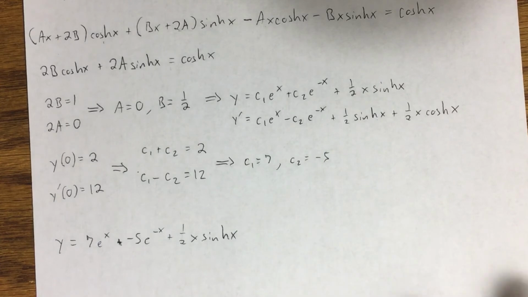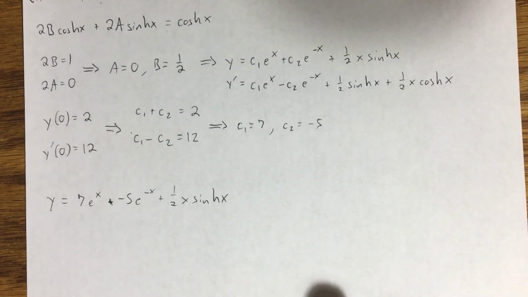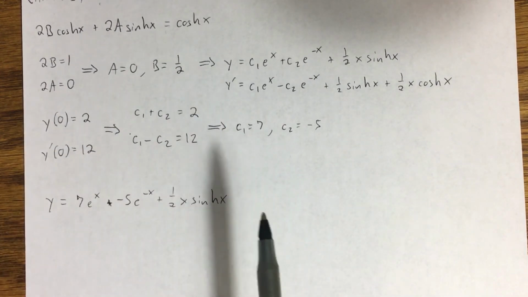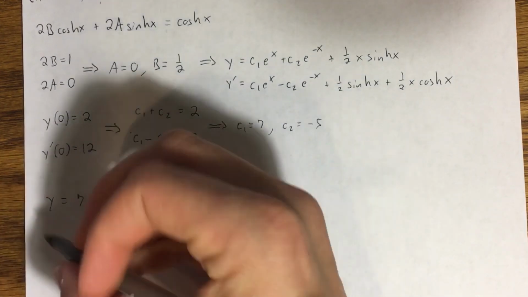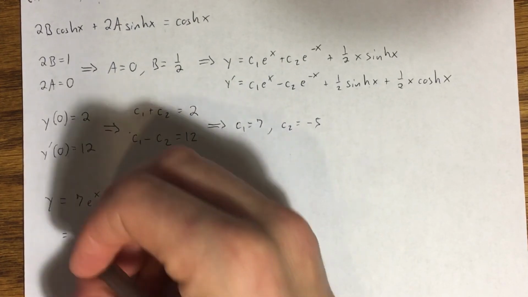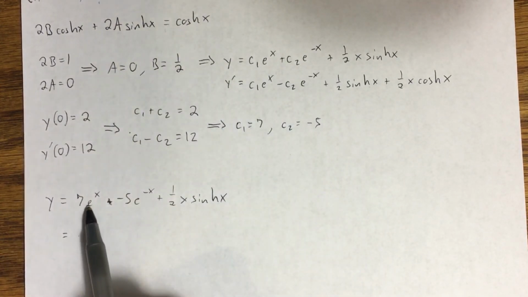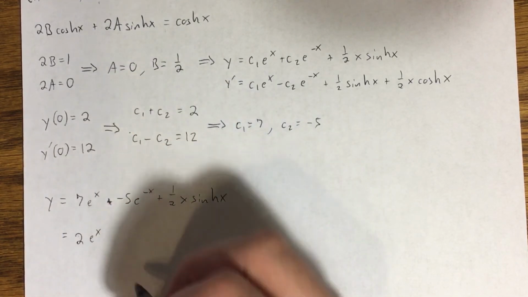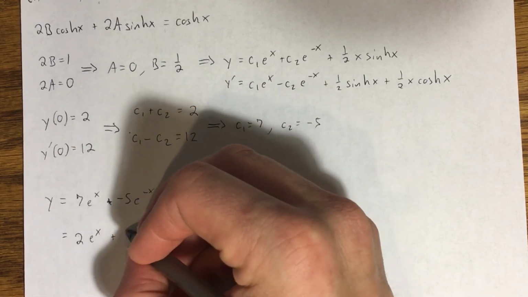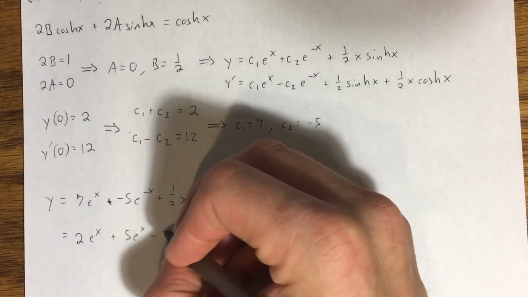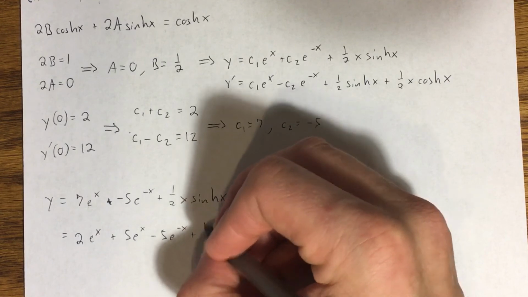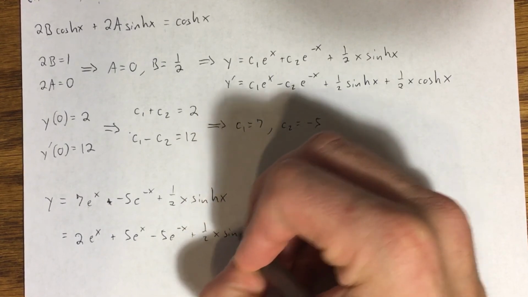Now, you can leave it that way. That's fine. That's a totally valid solution. But since we're already using hyperbolic functions, and I'm seeing e to the x's and e to the negative x's floating around out here, notice that one thing I could do is I could borrow 5 e to the x's from this. So that's going to be 2 e to the x plus 5 e to the x minus 5 e to the negative x plus 1/2 x sinh of x.